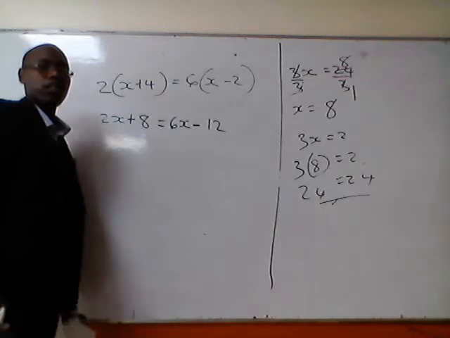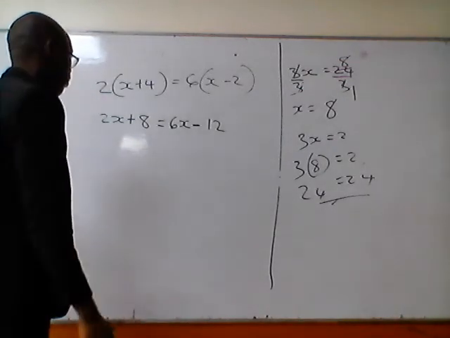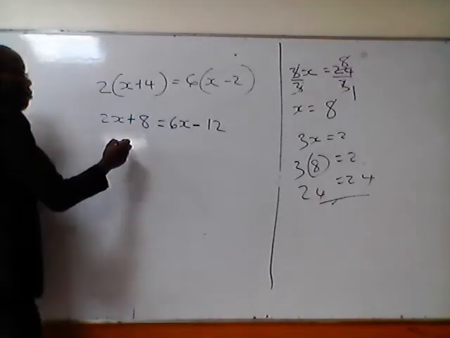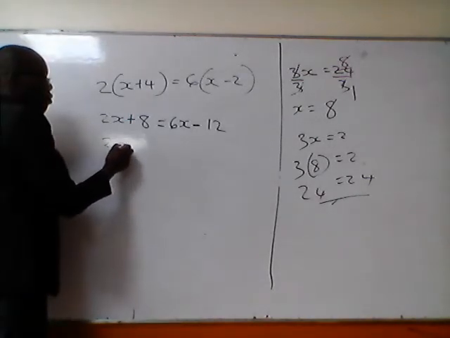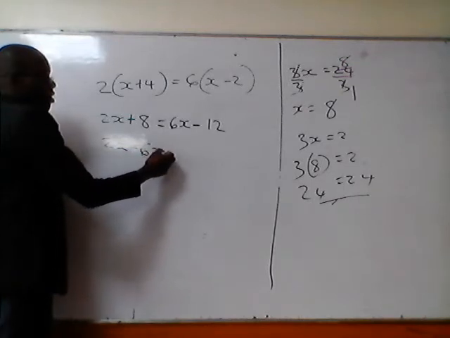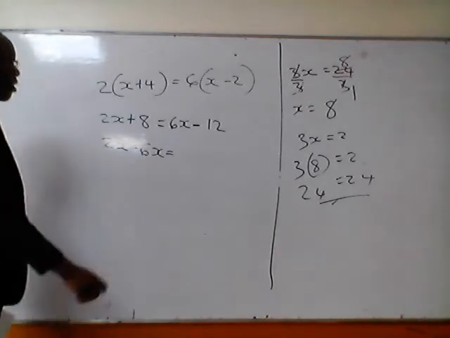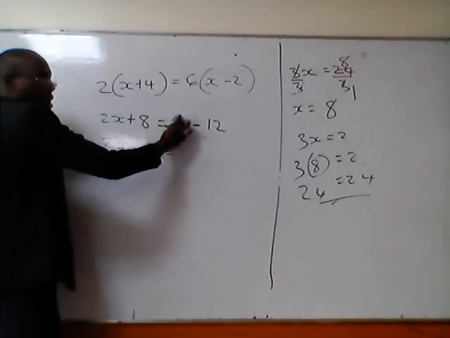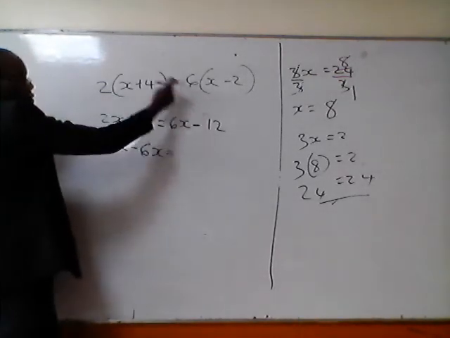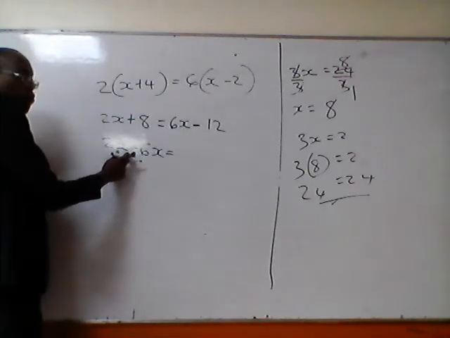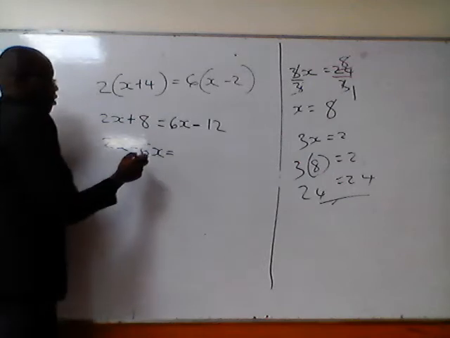And then you put the like terms together. How do we put the like terms together? Very simple. So it's going to be 2x minus 6x is equals to, 2x minus 6x, because this is a positive here. The moment it crosses over this kind of side, it's going to be a negative. So that's the rule that you should always know.